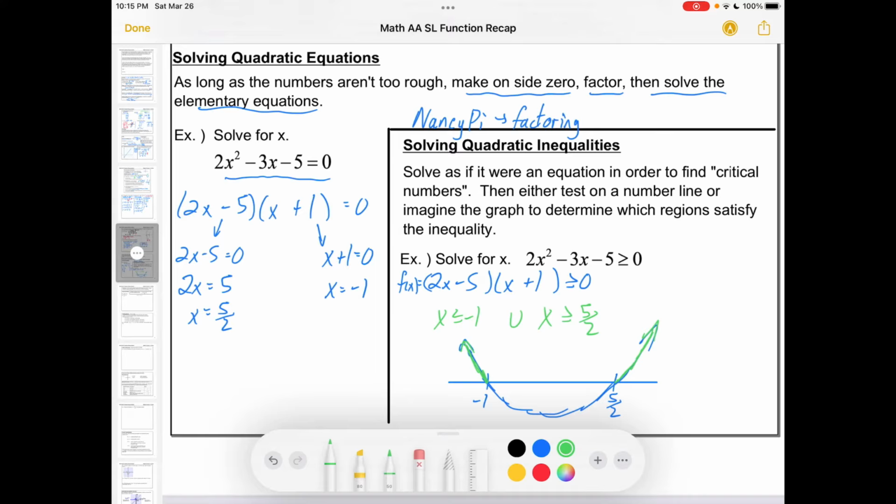Another way that people sometimes like to do it is they'll choose a number less than negative 1 and they'll sub it in. So if I put in, say, negative 2 into this function, I'd have 2 times negative 2 minus 5. I'd have a negative from this bracket. I'd also have a negative from this bracket. That would give me a positive, which is greater than 0. So this area would satisfy the inequality.